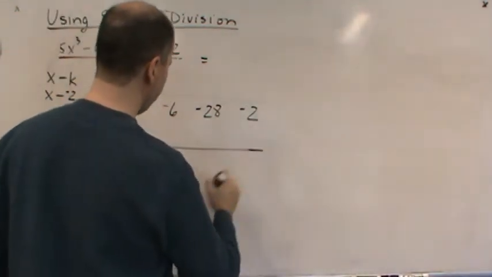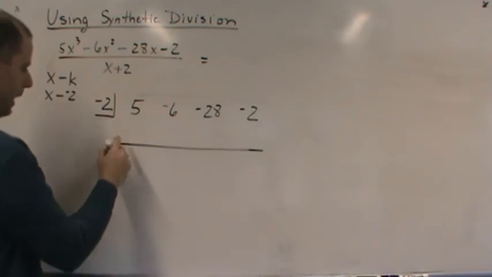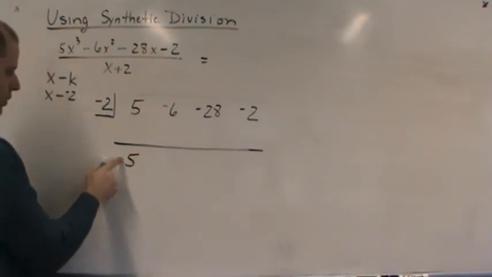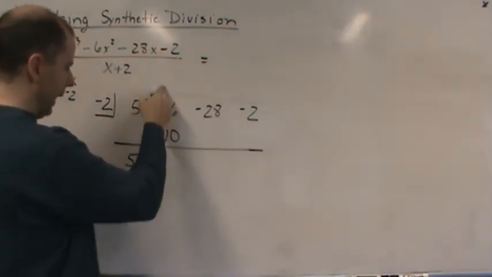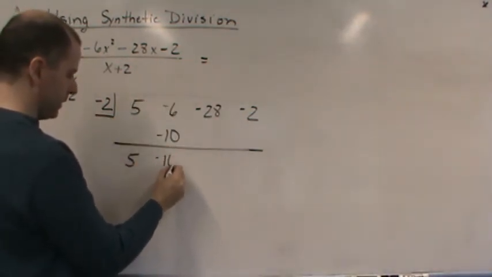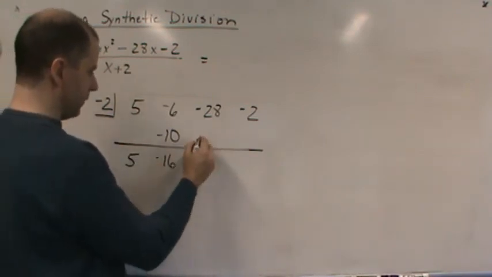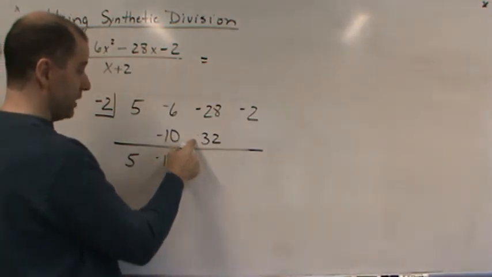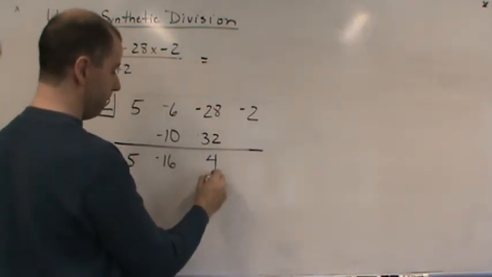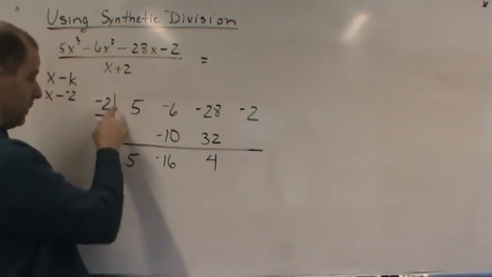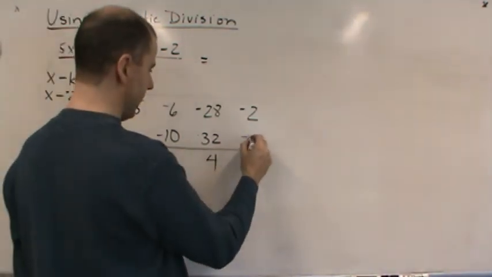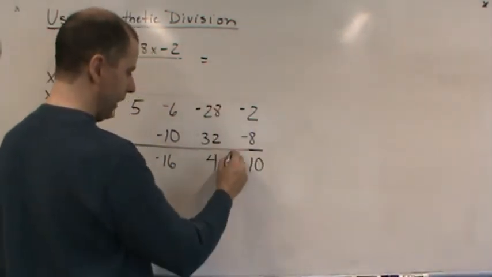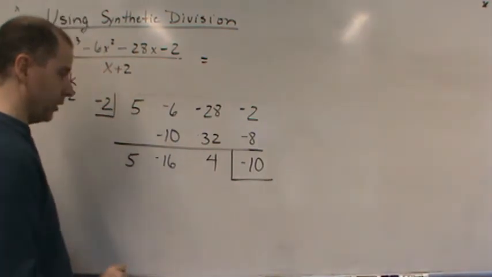Now I'm going to drop down the 5, and now I'm off to the races. Negative 2 times 5 is negative 10. Add down, and that gives me a negative 16. Negative 2 times negative 16 is 32. Now I'm going to add down, and this gives me a positive 4. Now I'm going to multiply again. Negative 2 times 4 is negative 8. I add down and I get a negative 10. Now this is my remainder because I reached the end.